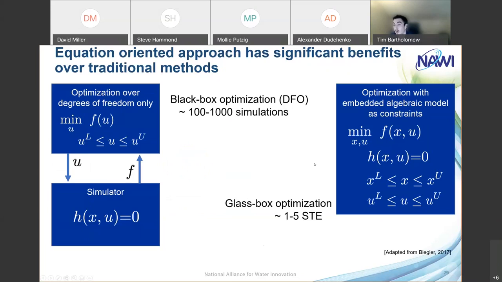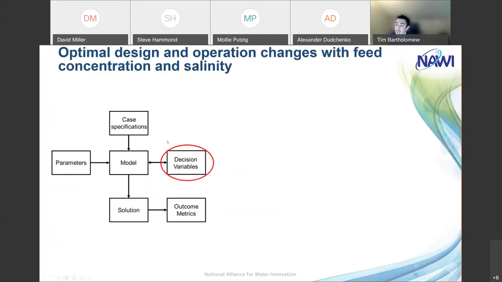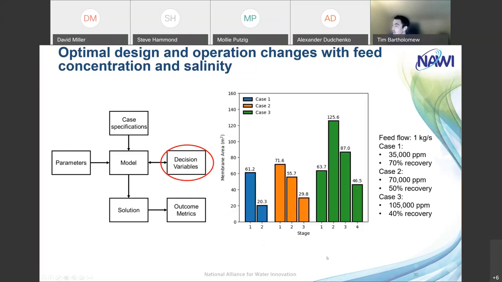And so I'm going to provide a few more analyses besides just the maps that I provided before. Because we're optimizing everything, we could plot the decision variables instead of just the outcome metrics in order to extract some guidelines for how to operate the process. So here we have the cost optimal membrane area for 3 different cases. These are all higher salinity desalination cases than reverse osmosis can do by itself.